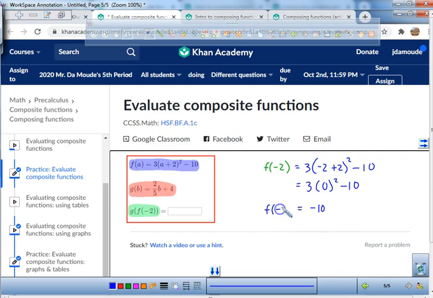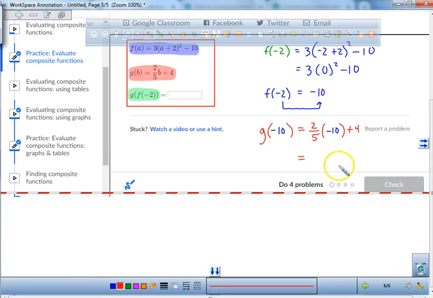So what was f of negative 2? This was my first input, and that led me to my first output of negative 10. Well, now I have to find g of negative 10. So now I'm using this function. So what is that function? It's 2 over 5 times the value of b, but I'm going to plug in a negative 10. And then at the end of it, I'm going to add a 4. All right. So 5 goes into 10 a total of 2 times. 2 times negative 2 is negative 4, and negative 4 plus 4 leads me to 0.